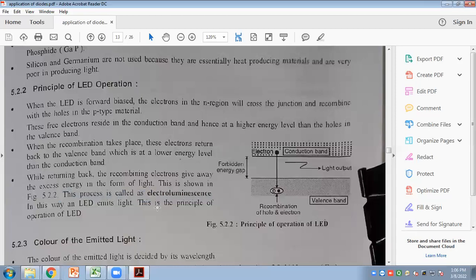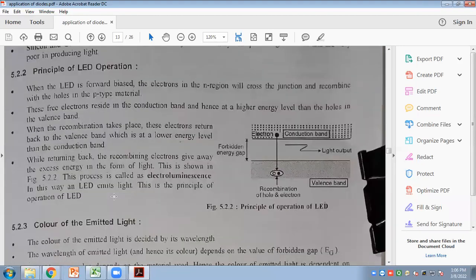In this way, the LED emits light. So this is the principle of the LED.